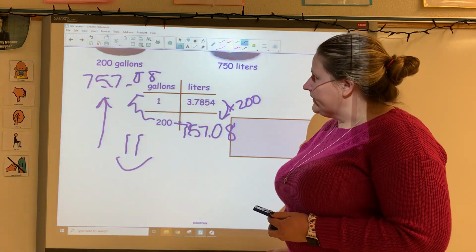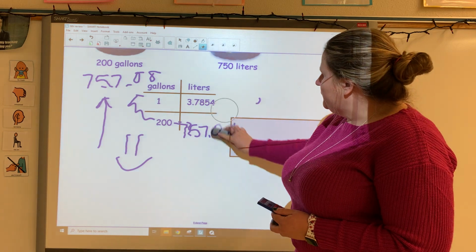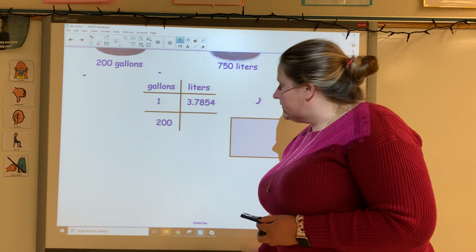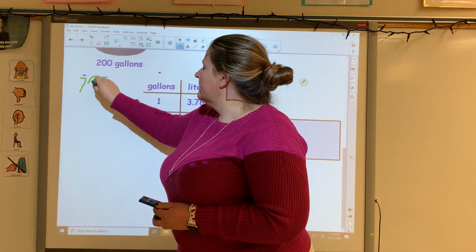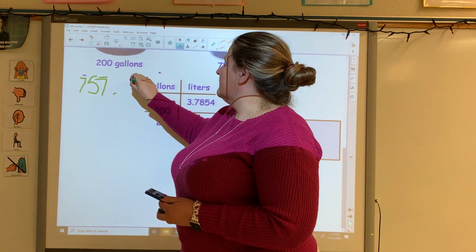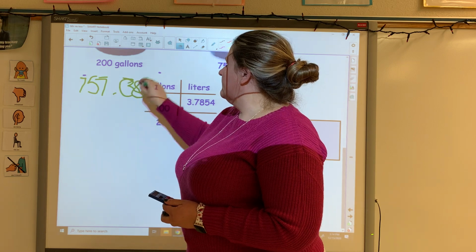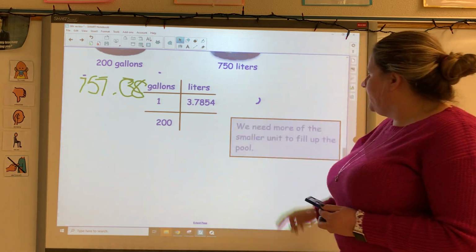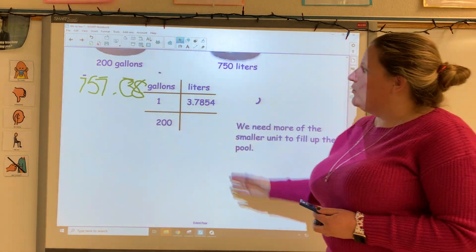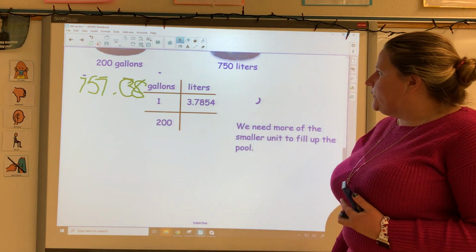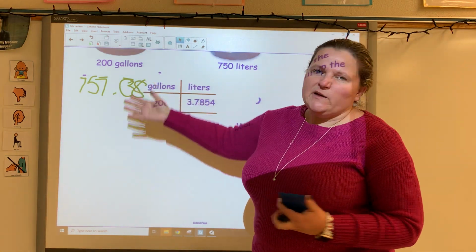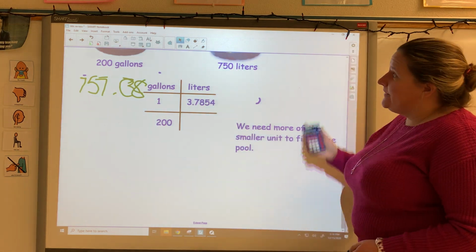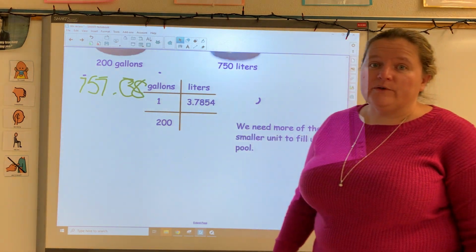Anyways, you're going to multiply and turn this one into liters. If we turn them into the same amount of liters, we can compare them. Okay. And remembering again, we're going to need more of the smaller units, so my liters are smaller, so it'll take more liters to fill up the pool than it will take gallons. So anyways, that's how we can use measurement in our real world life.